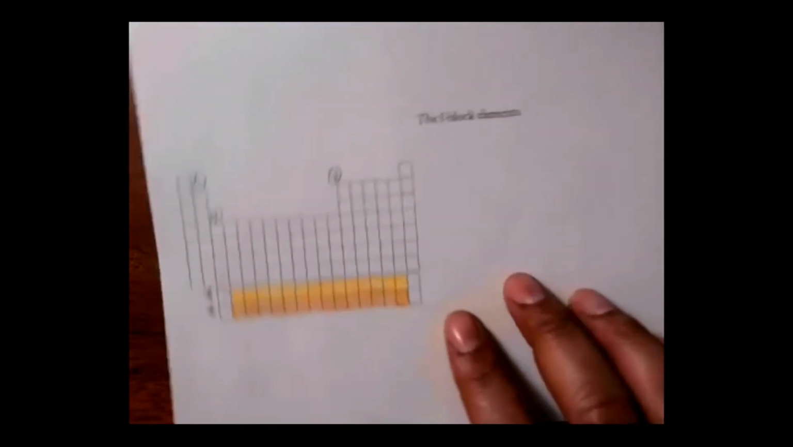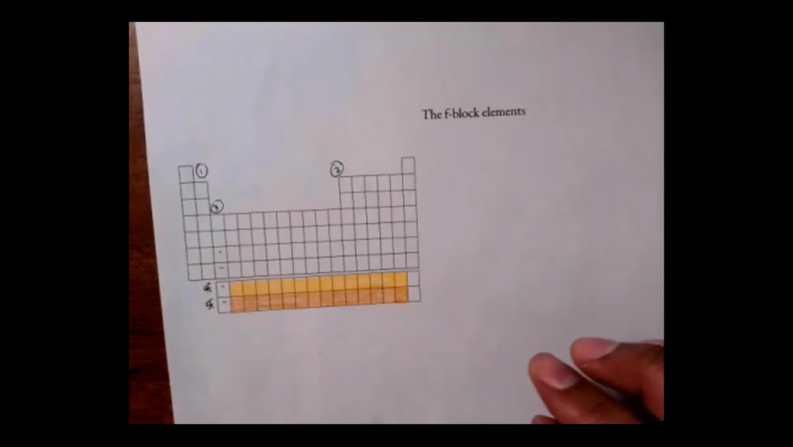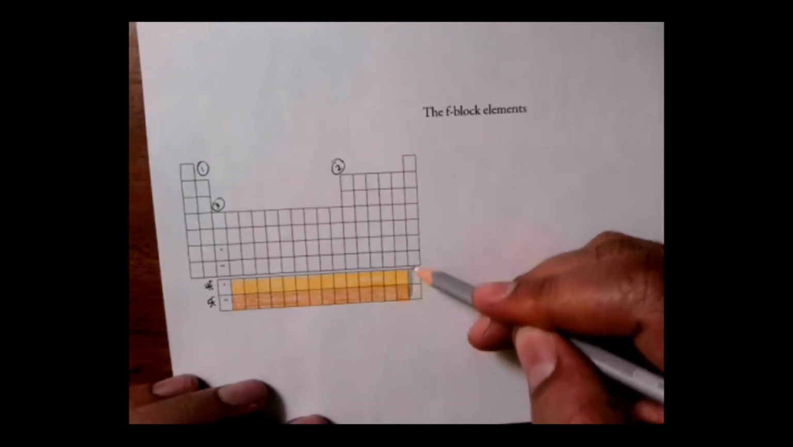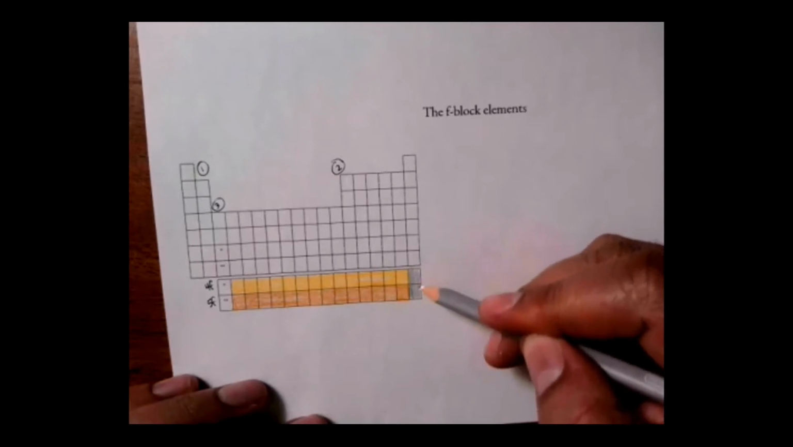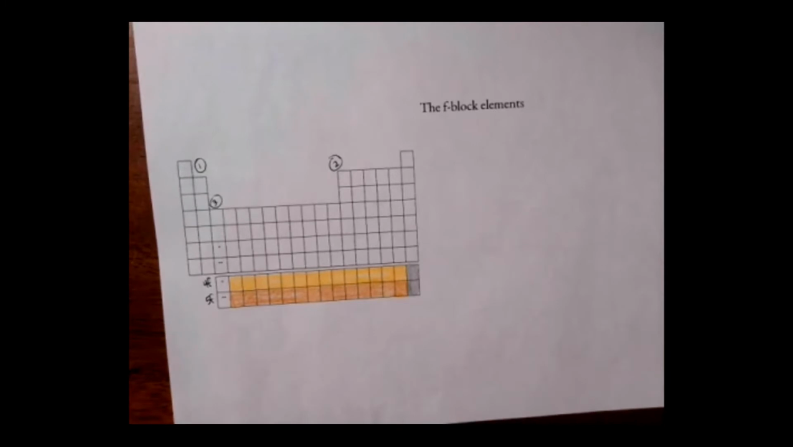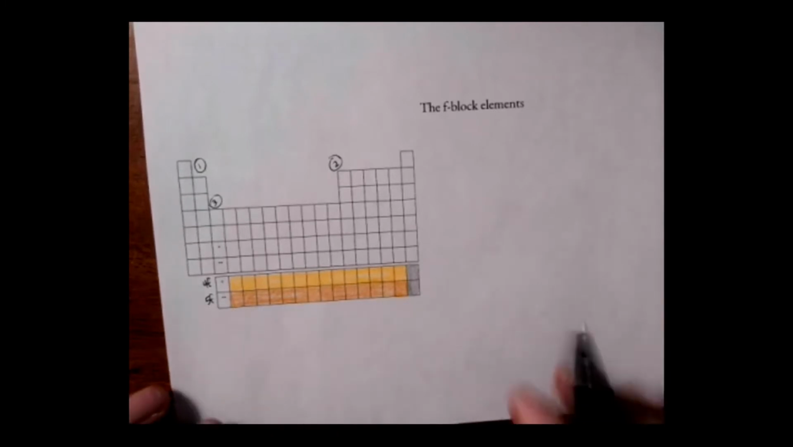Okay, that's exactly correct. These two are part of the D block, okay? So these two do not get counted because they are part of the D block, okay? All right, very good. So these two have a name. We're going to start with these names.